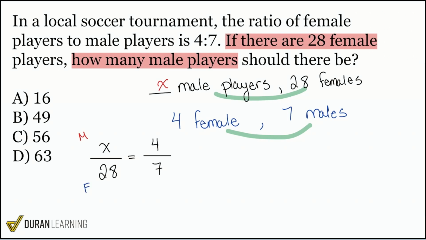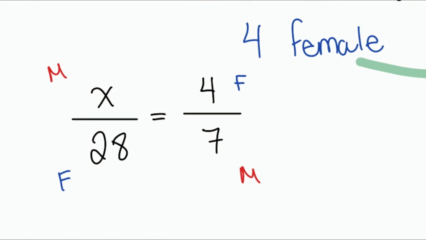Now, everybody, let's check this on the right side. The 4 that we wrote down over here represents what? Correct, represents females. So let's write the F right there up top. And then the 7 over here is represented by what? Correct, represented by males. So I'll write that down right over here. So everybody, take a look. Take a real close, hard look.